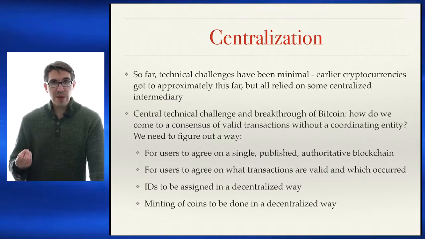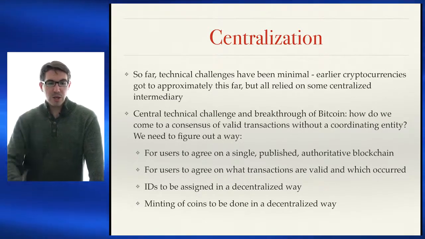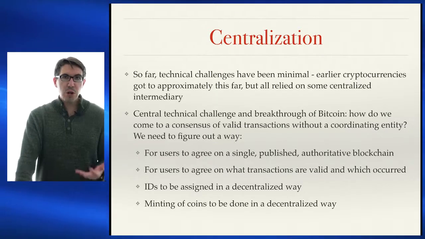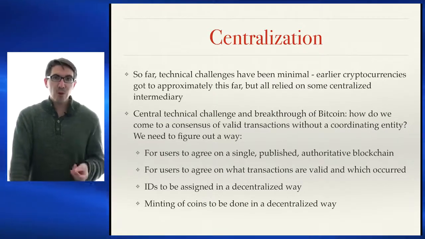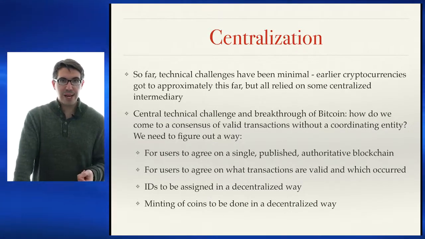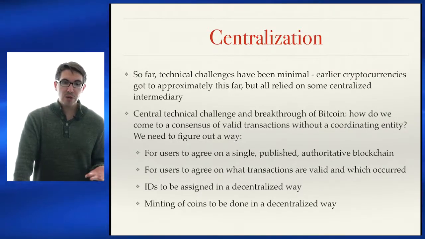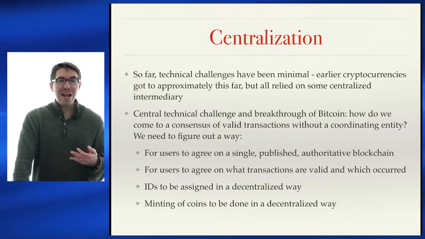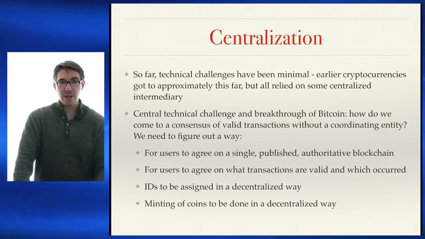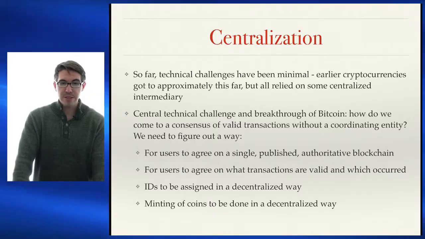So in order to do that, what Bitcoin had to do was come up with a way for users to agree on a single, authoritative, canonical blockchain without having a particular person or entity in charge of it. Users needed to agree what transactions are valid, which actually occurred and which did not, a way to get IDs assigned in a decentralized way, and a way for coins to be generated in a decentralized way. How do we get coins in a fair way to users of the system?